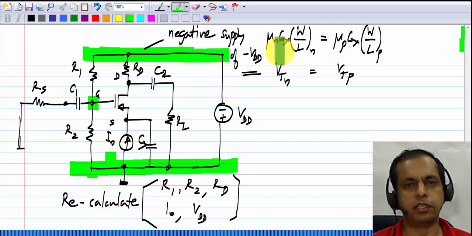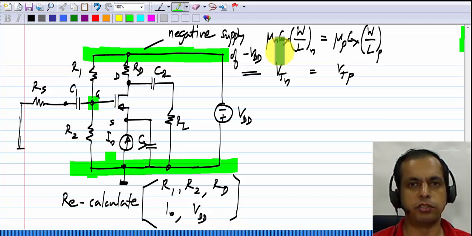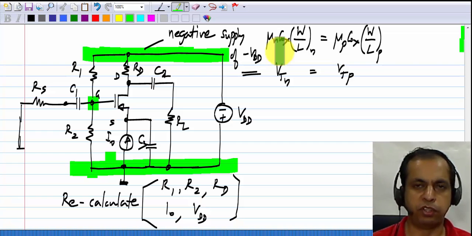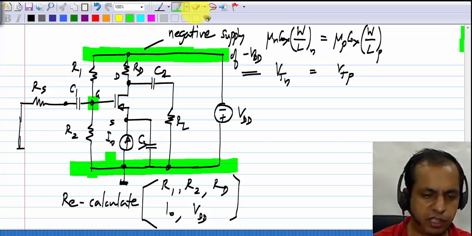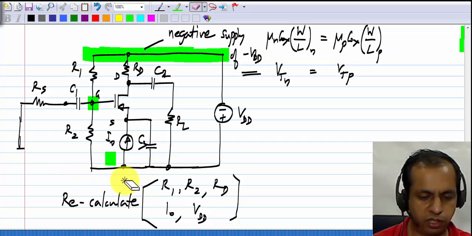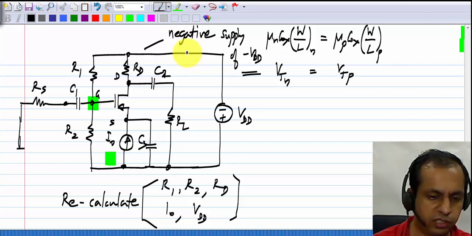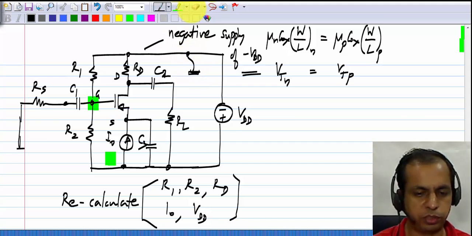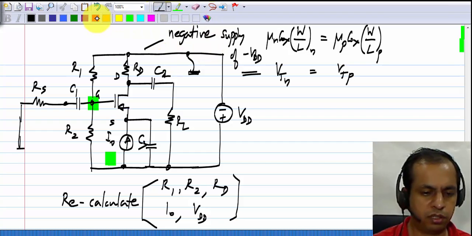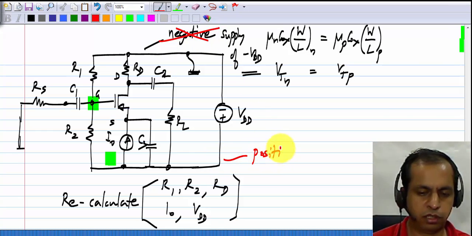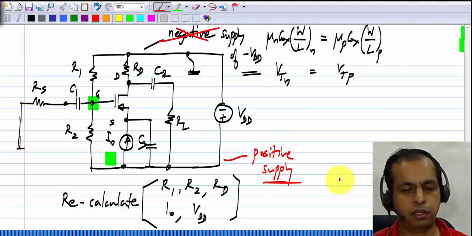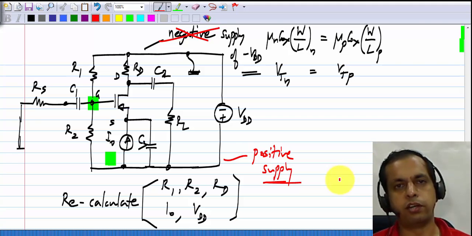Now we can't be using positive supply for NMOS and negative supply for PMOS. That is redundant. So we would like to use positive supply for all transistors in the circuit, and that's why we have to convert this to positive supply, and that's very easily done. Instead of calling this the reference node, I'll call this the reference node. So if this becomes the reference node, this is no longer the supply and this is the positive supply.